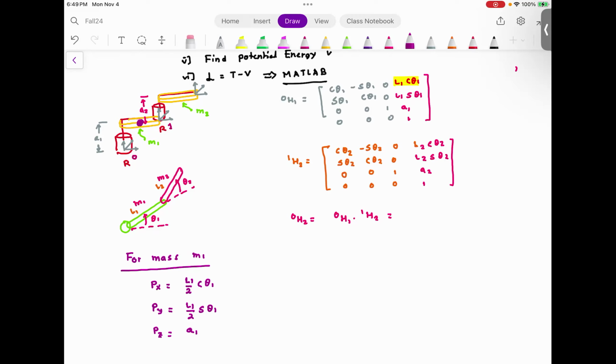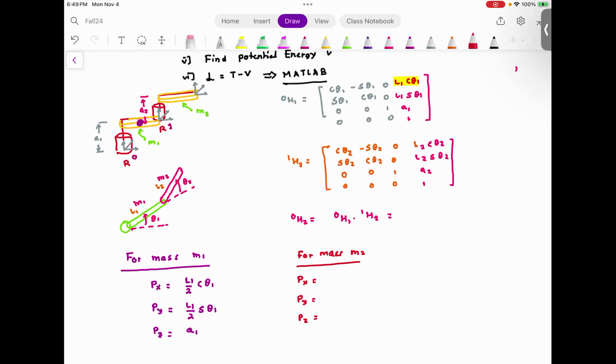But for mass M1, that is located at the centroid of the link. So I have L1 by 2, L2 by 2, and A1. Similarly, for mass M2, I need to find out Px, Py, and Pz.